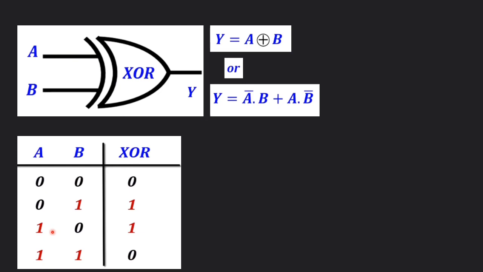And there is a third possibility, A is equal to 1 and B is equal to 0, so the output of the XOR gate is equal to 1. And the last possibility for this gate, A is equal to 1 and B is equal to 1, so the output of the XOR gate is equal to 0.